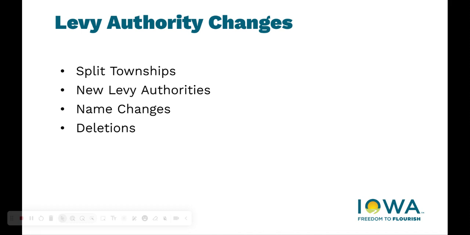New levy authorities, not quite as frequently do we get any, but it is something that occurs occasionally. There may be a new lighting district or something like that within a community. Name changes are oftentimes related to school district mergers and dissolutions of school districts. So those could occur. Deletions, again, school districts that dissolve, or say a very small city that dissolves. So there are occasionally some deletions that occur.